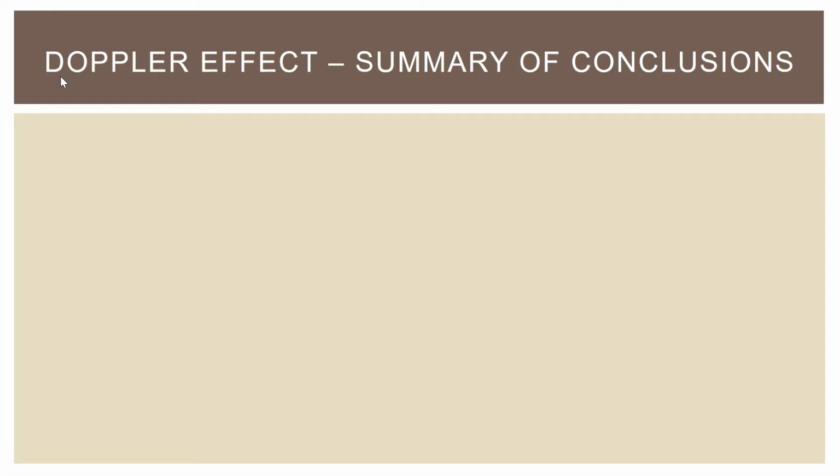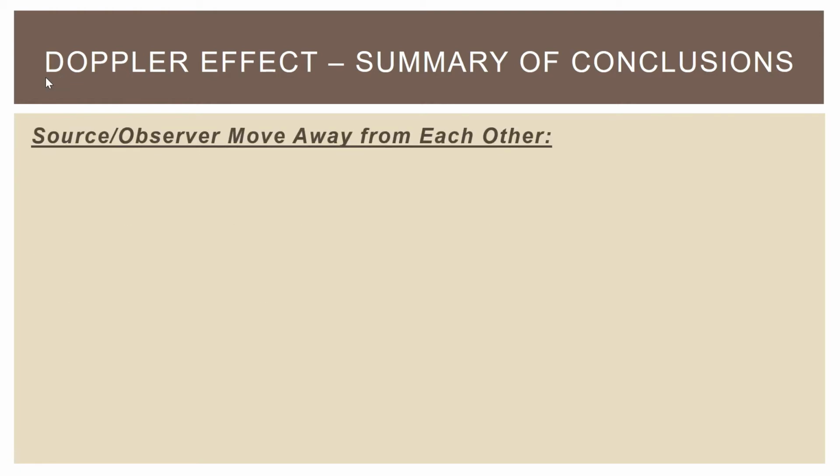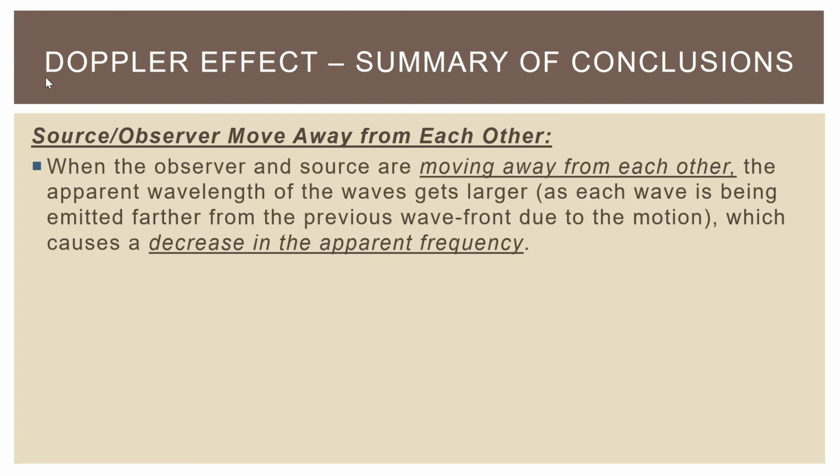All right, so let's go ahead and summarize what we just saw with that simulator. I'd like to start here with the case of the source and the observer moving away from each other. This is actually the last one we just did. So we'll say here, when the observer and the source are moving away from each other, the apparent wavelength of the waves gets larger as each wave is being emitted farther from the previous wavefront due to the motion.